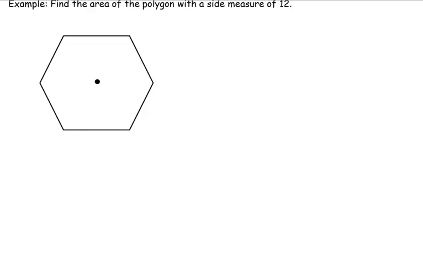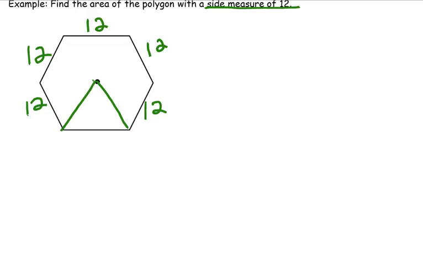Find the area of the polygon with a side measure of 12. So here's the side measure. All of them are 12. This one is actually a little bit easier, isn't it? We already know a side measure. Let's draw in the isosceles triangle that we need. Let's put in the apothem.